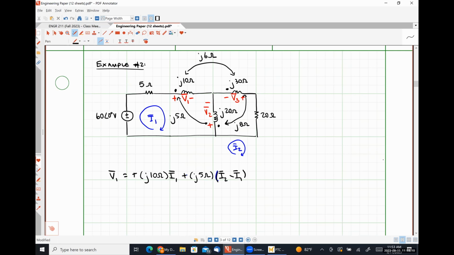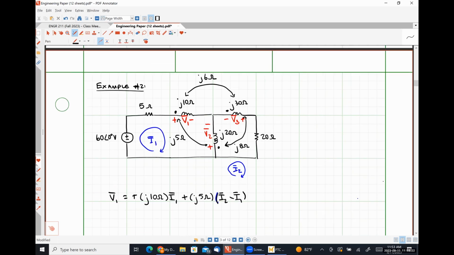All right, so now to account for the mutual term, that's going to look like this, j6 ohm term. So let's look. Positive polarity terminal of voltage V1. The current I2 is flowing into the dotted terminal. So that means this should have a positive sign as well.